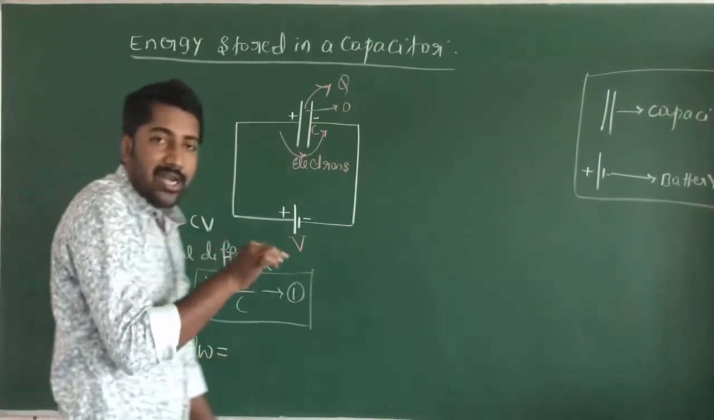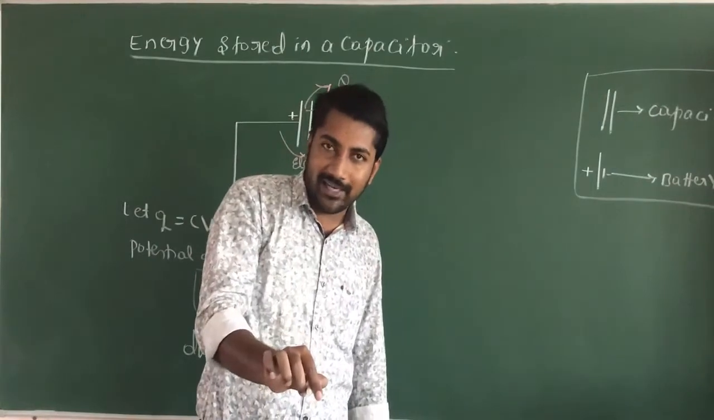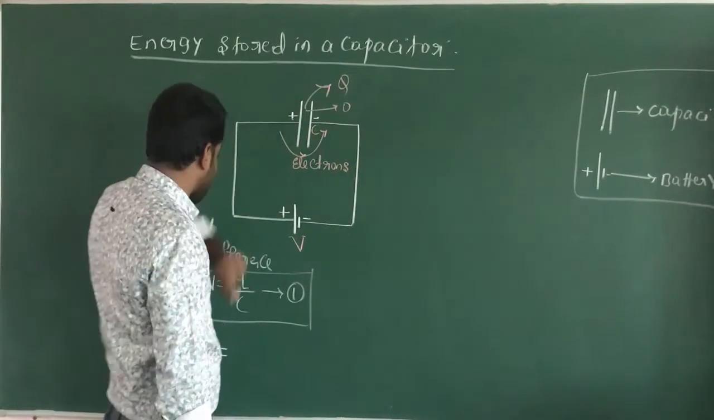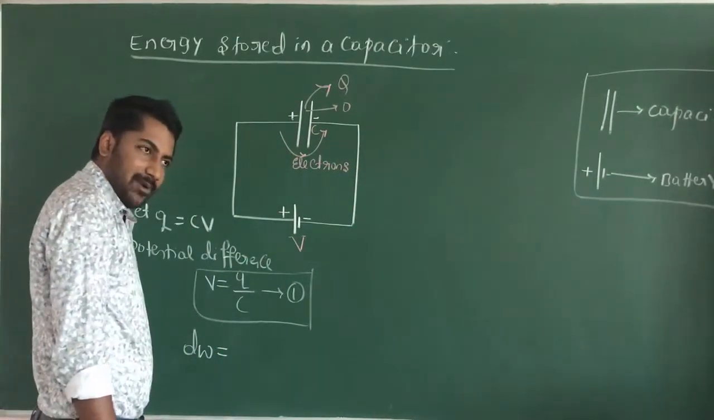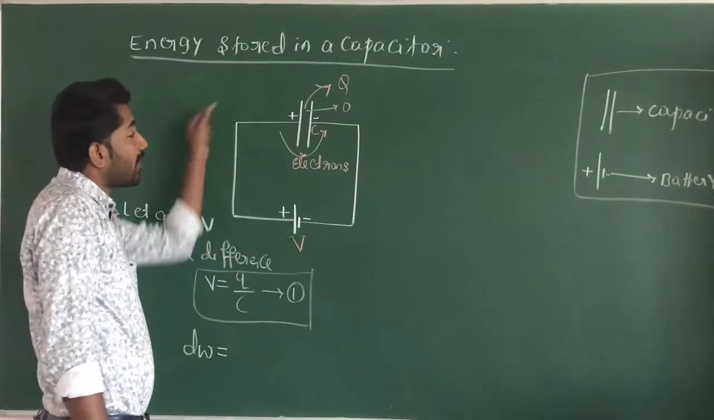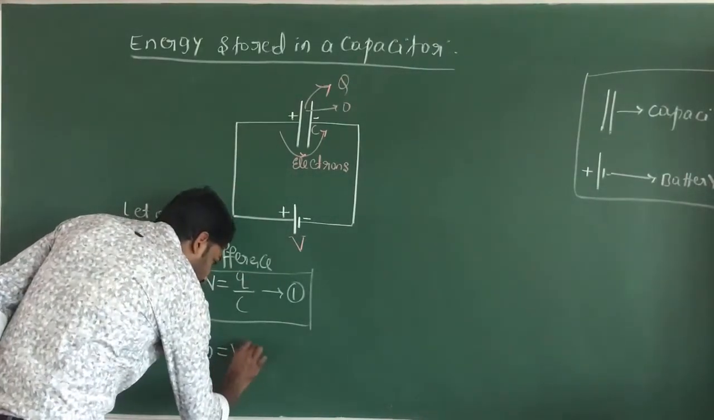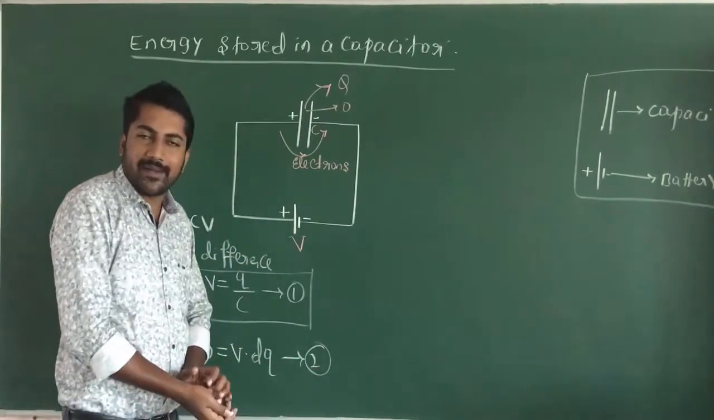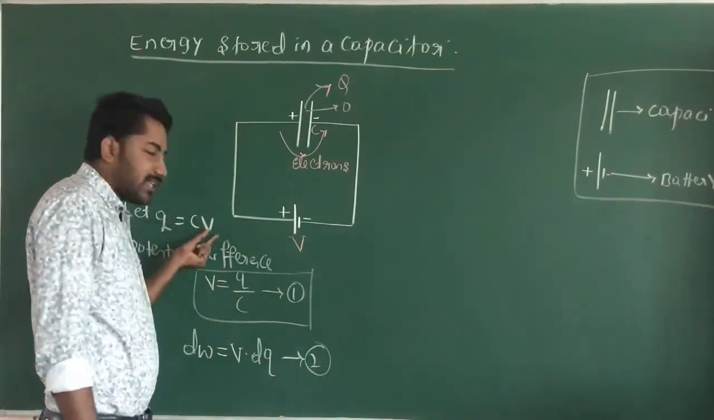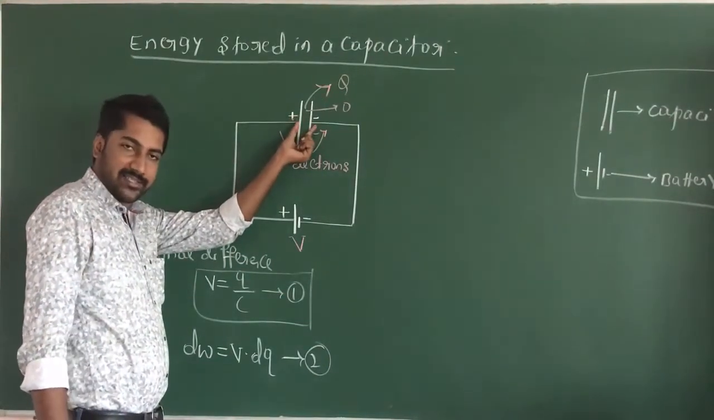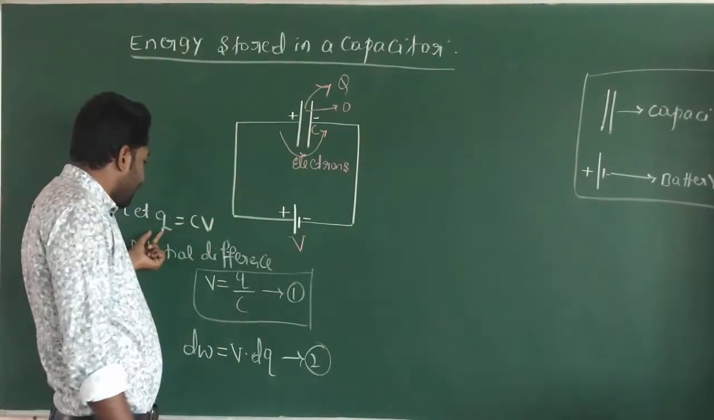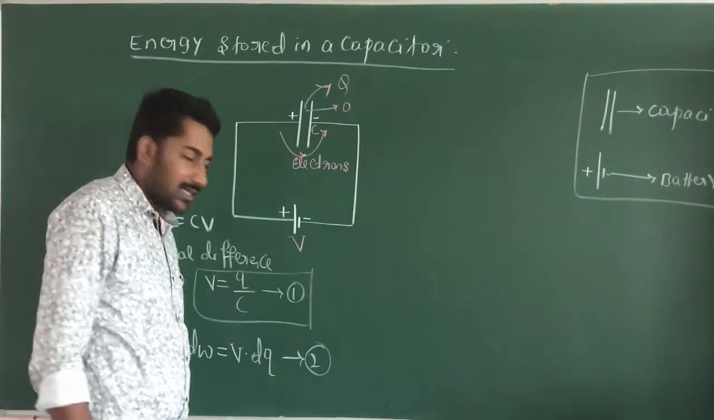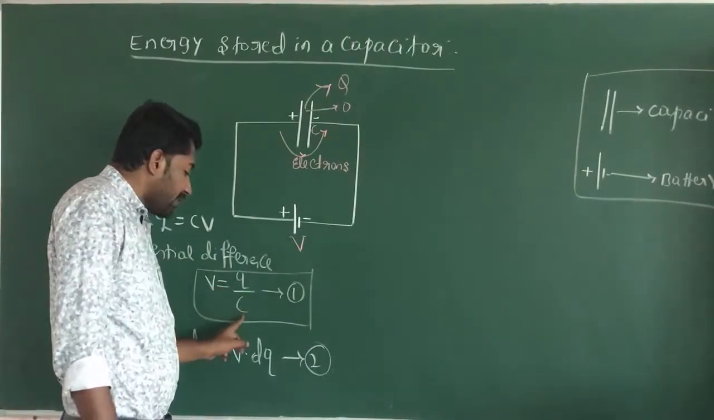dw is the small amount of work done by the battery to bring the small amount of charge from the battery to the capacitor. dw is equal to, when that charge is brought from one point to another point, the potential difference V into dq. This is equation number 2. It is a very simple concept. Here Q is equal to C into V, the product of the capacitance of a capacitor and the potential difference. The potential difference is V is equal to Q divided by C.